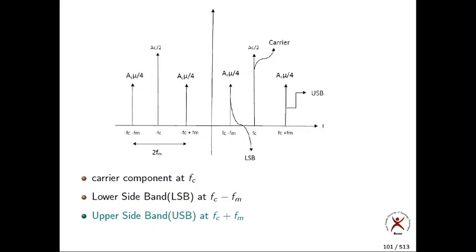Did you get it or not? You can clearly see here, this carrier has no information, but it is using more amplitude, whereas these two have some information, but they are using less amplitude. That's why we got very poor power efficiency.